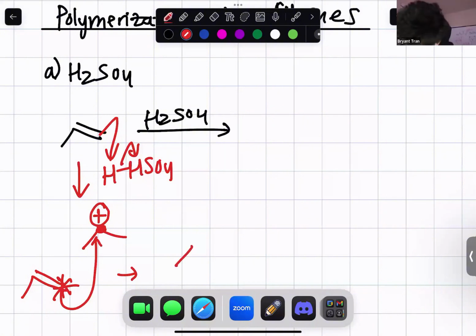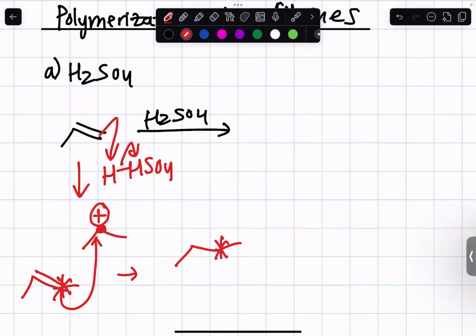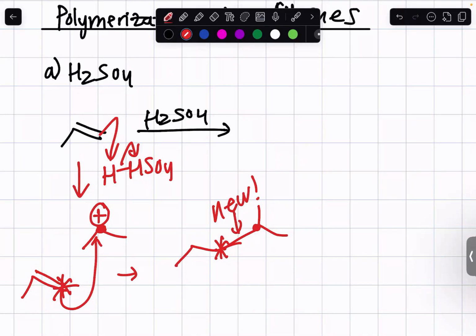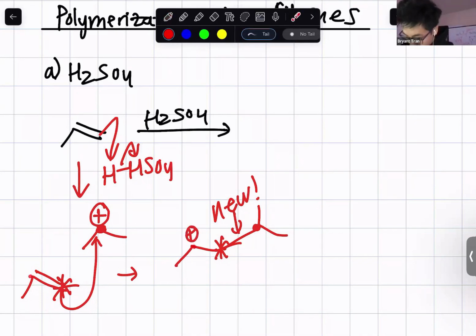So this less substituted carbon attacks that carbocation. This is the starred carbon, let's say, and this is the new bond between the star and dot carbon. The dot carbon is attached to two methyl groups, so 1, 2. And this carbon on the other side of the alkene is now a carbocation. This one looks kind of weird.